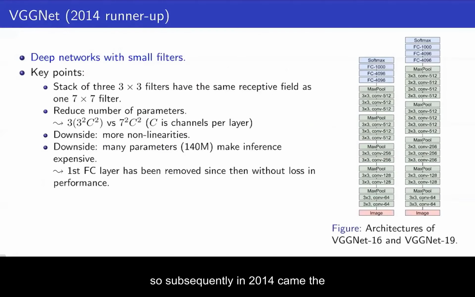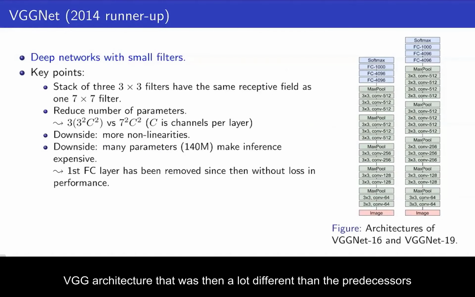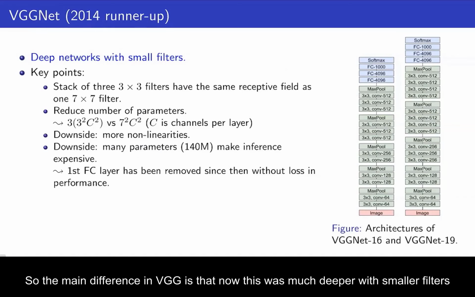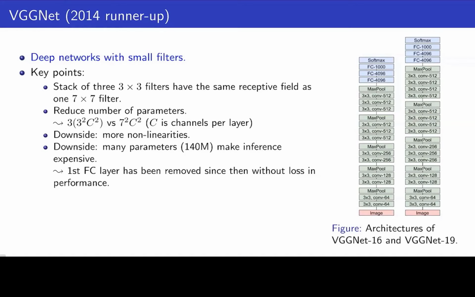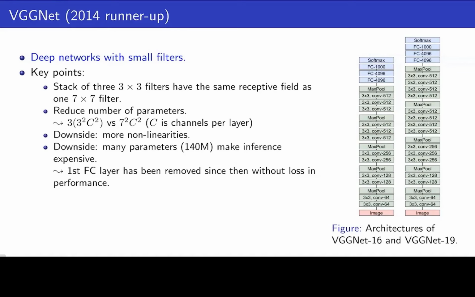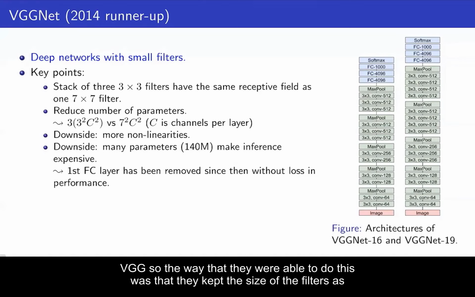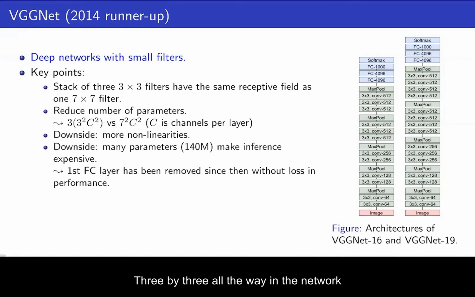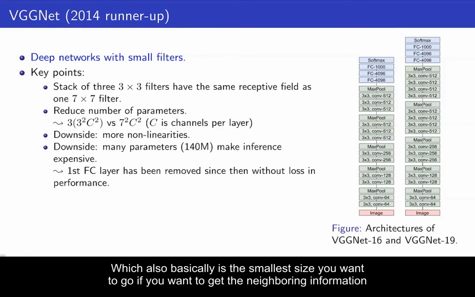Subsequently in 2014 came the VGG architecture that was a lot different than its predecessors. The main difference in VGG is that it was much deeper with smaller filters. They increased the number of layers from 8 that we had in AlexNet to now 16 and 19 layers in VGG. The way they were able to do this was that they kept the size of the filters as 3x3 all the way in the network, which is also the smallest size you want to go if you want to get the neighboring information.